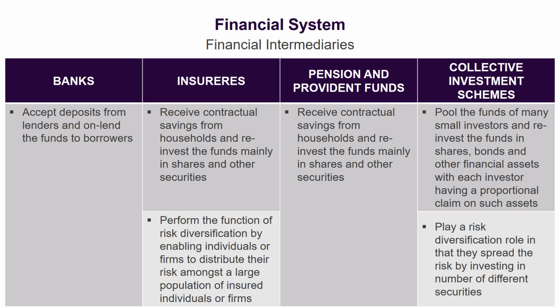With collective investment schemes, most of us would have come into contact with them, or at least would be familiar with them, in the form of unit trusts. They're also called portfolio intermediaries. They pool the funds of small investors and reinvest the funds in shares, bonds, and other financial assets. They allocate units to investors. So you buy units in a portfolio, and the pooling of the funds allows for investment in a diversified portfolio.